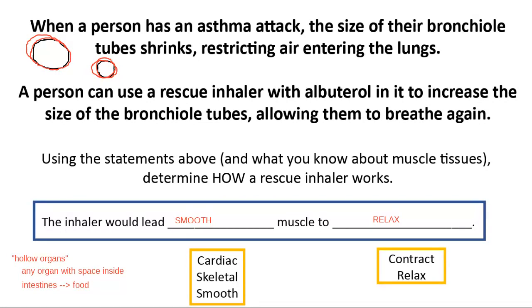What is the hollow organ that has blood inside of it? Not the heart. What's the hollow organ with smooth muscle that has blood inside of it? Any ideas? I promise it's not as hard of a question as it sounds. I did a really bad job explaining it. Yeah, we're just talking about blood vessels here. That was a very bad explanation. I apologize. Blood vessels are considered another hollow organ, quote, unquote, because they have space inside of them for blood.